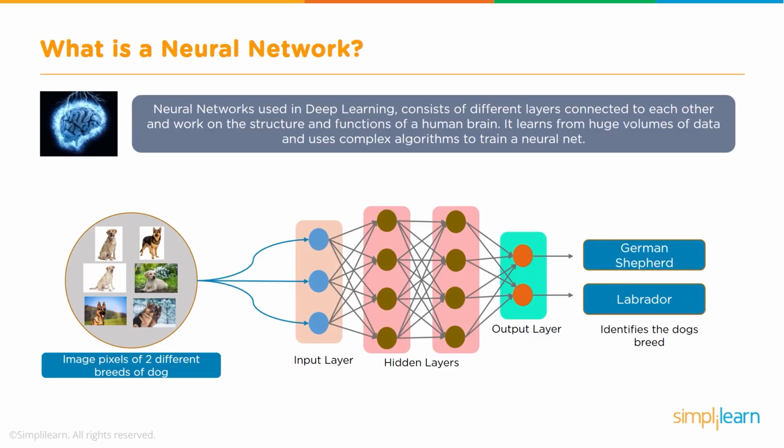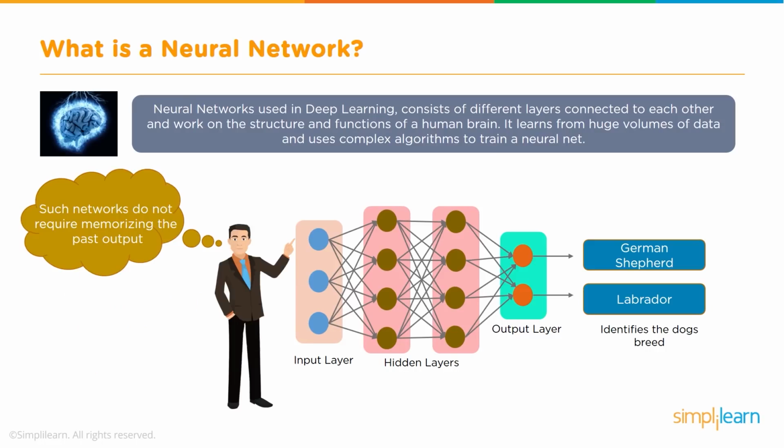RNN, there's some changes in there which we're going to get into. So it's not just a straightforward propagation of data like we've covered in many other tutorials. And finally you have an output layer, and the output layer has two outputs. It has one that lights up if it's a German Shepherd and another that lights up if it's a Labrador. So it identifies the dog's breed. Such networks do not require memorizing the past output. So our forward propagation is just that. It goes forward and it doesn't have to rememorize stuff.